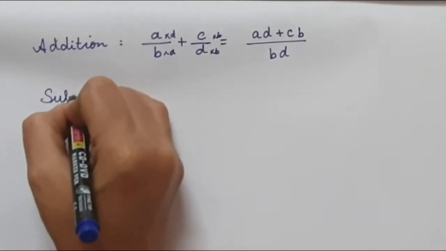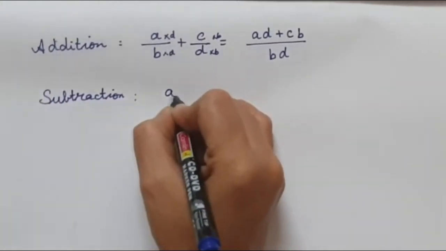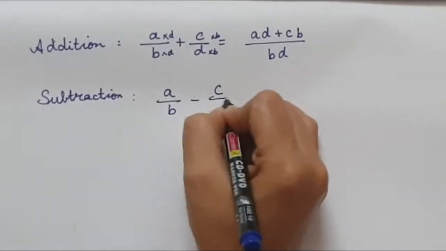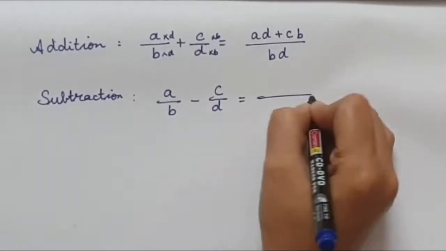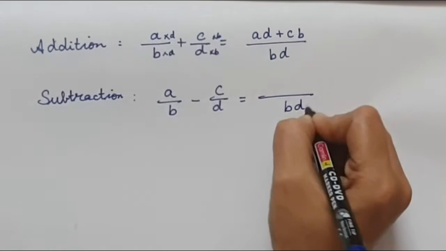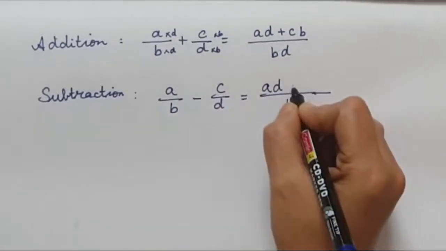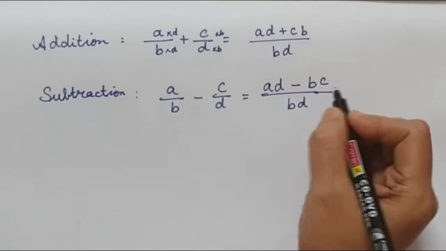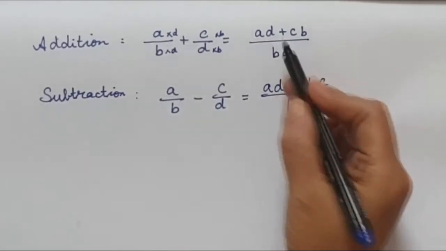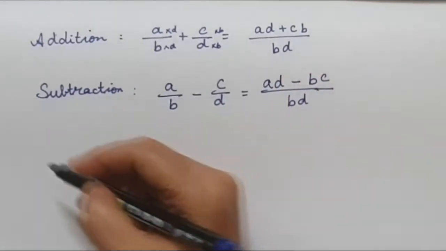Then for subtraction, in the same way, a over b minus c over d. Same as addition, you just multiply the denominators and then multiply a with the d, so you get it as ad minus bc. The only difference is here there is an addition, here there is a subtraction.